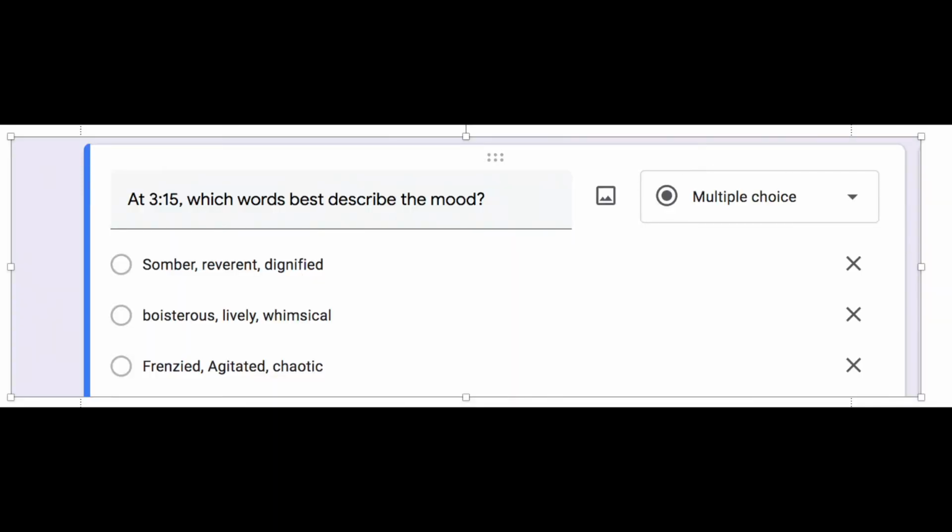Another example of a question you might ask is, you could say at minute 3:15, what is the mood level of the music? And then for each multiple choice item, you could have 2 or 3 adjectives, and they could use process of elimination. They could get rid of the obviously wrong ones and narrow in on what you wanted them to pick. And by giving them 2 or 3 adjectives, that would allow for some subjectivity in that discussion.